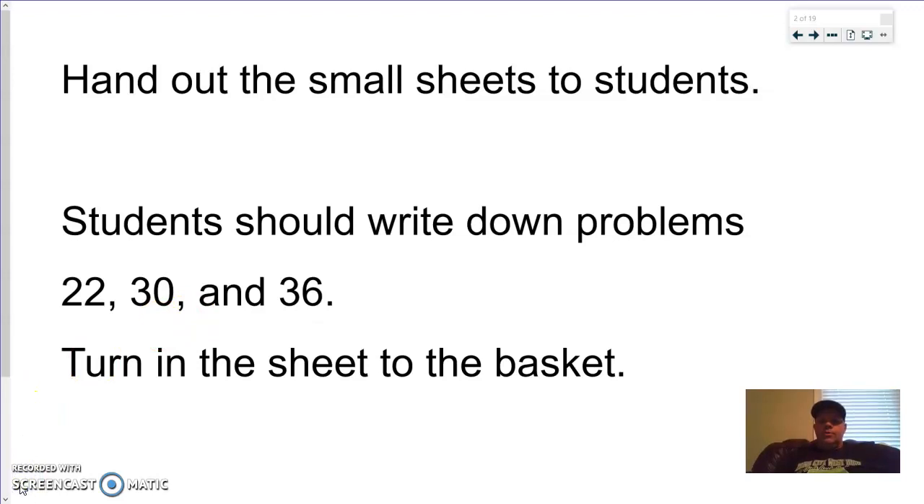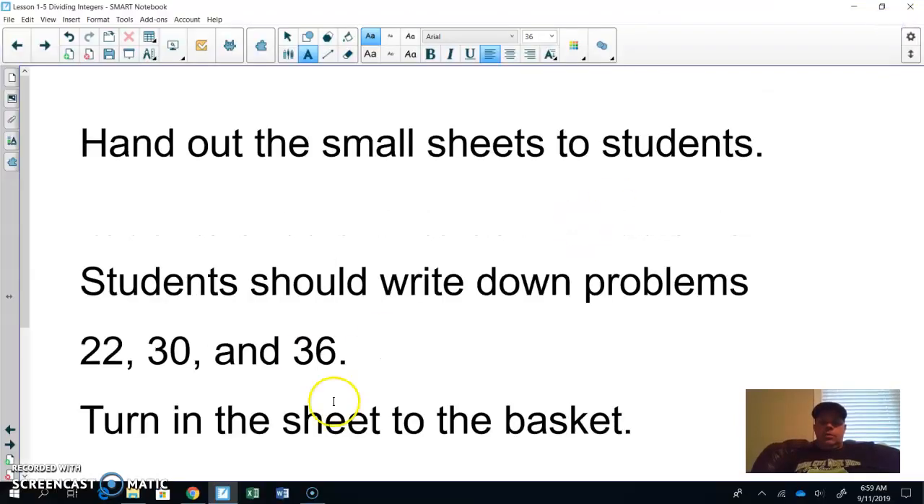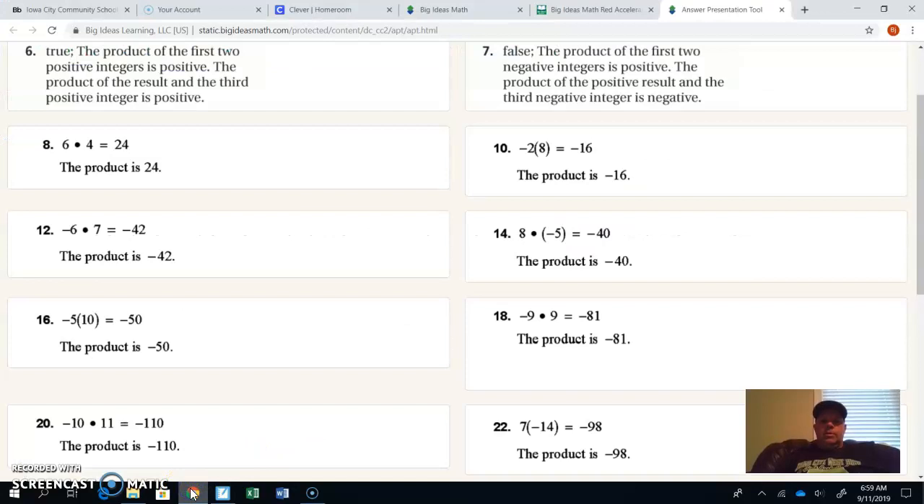Hopefully you've had enough time to put those problems down on that sheet and turn it into the basket. Here are your answers. Number 6 is true. Number 7 is false. Number 8, the answer is 24. Number 10, the answer is negative 16 because we have different signs. Number 12, negative 42. Number 14, negative 40.